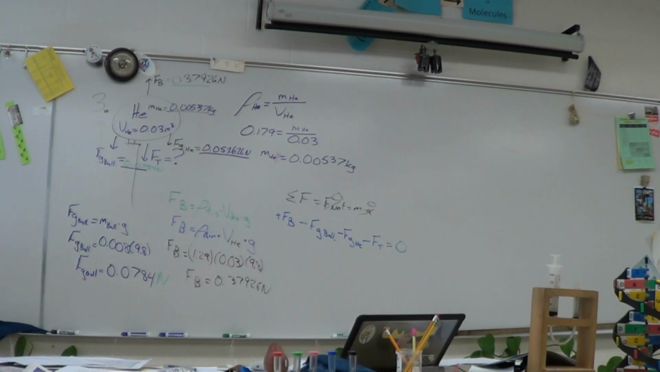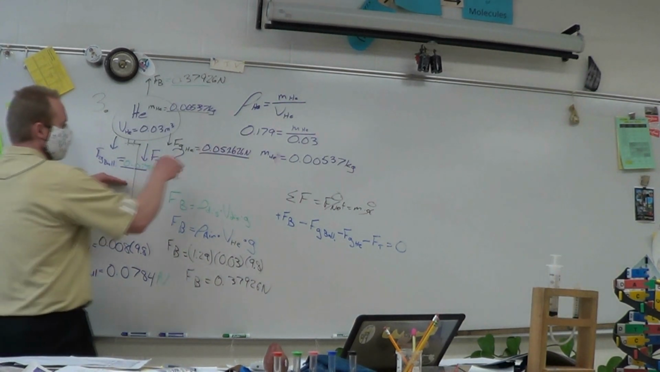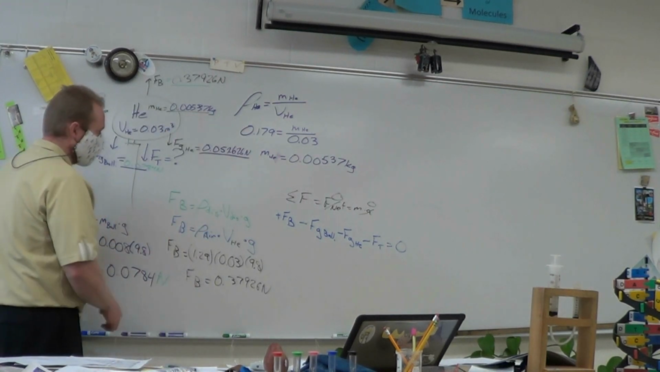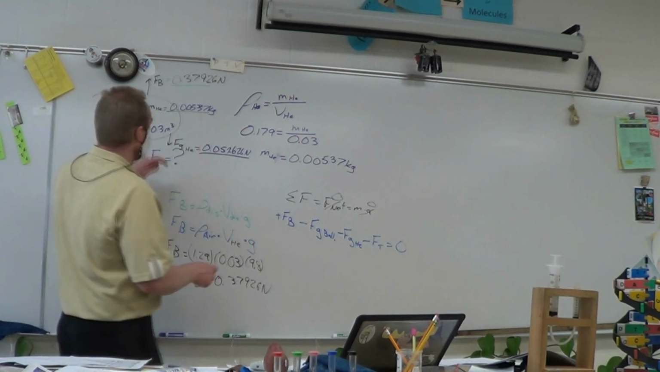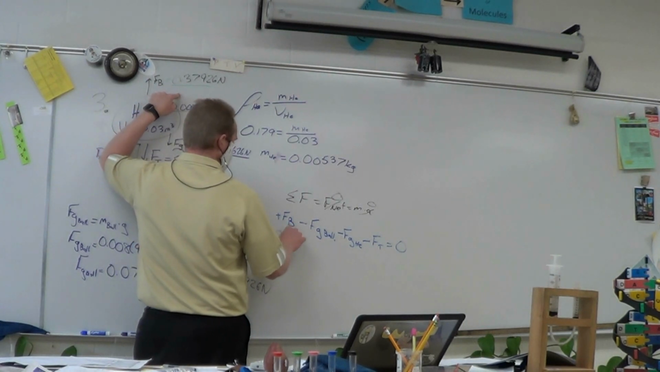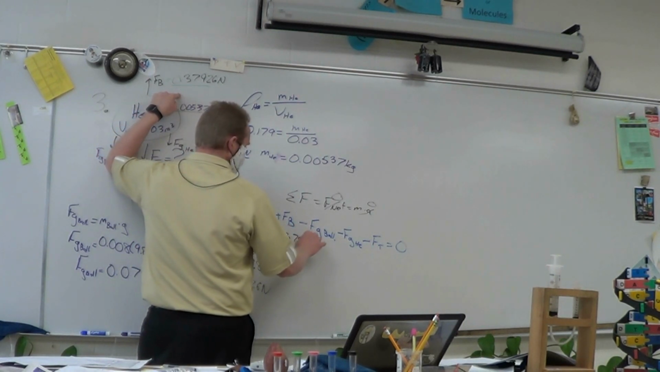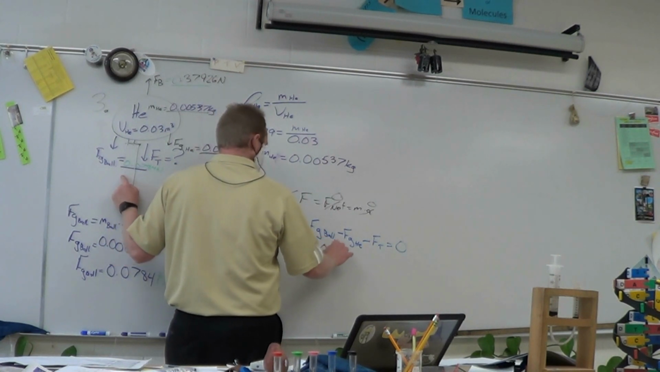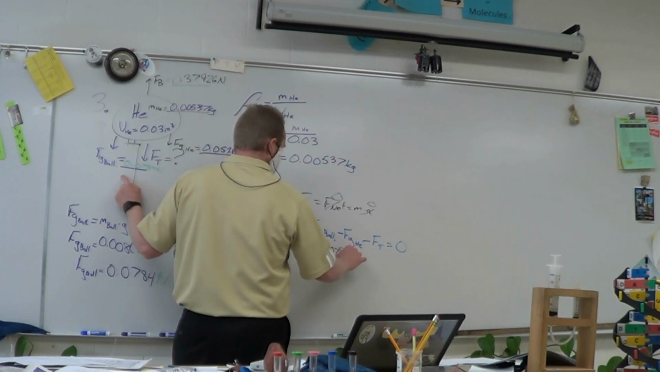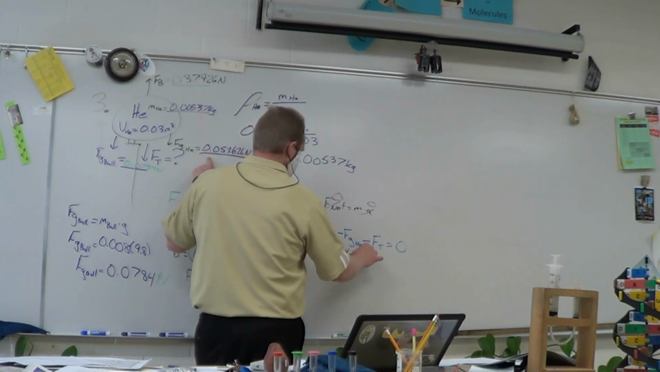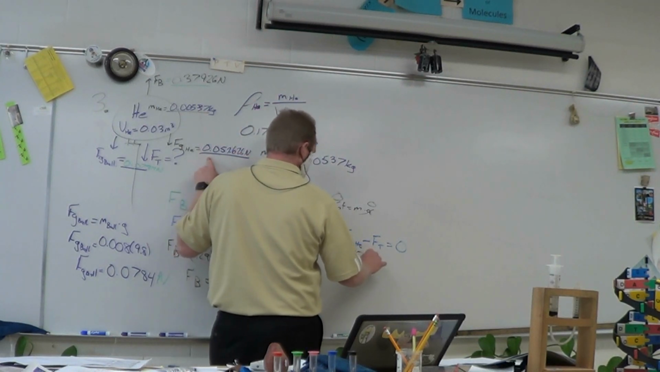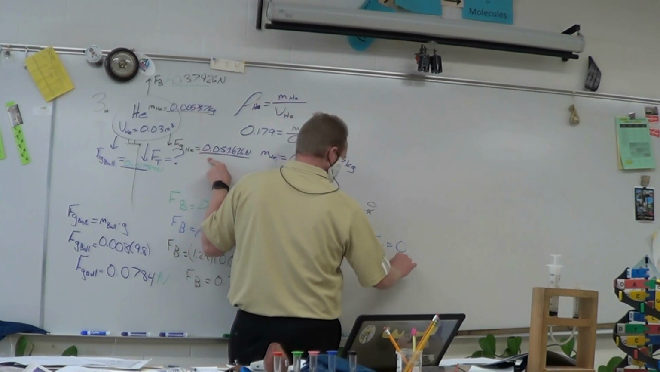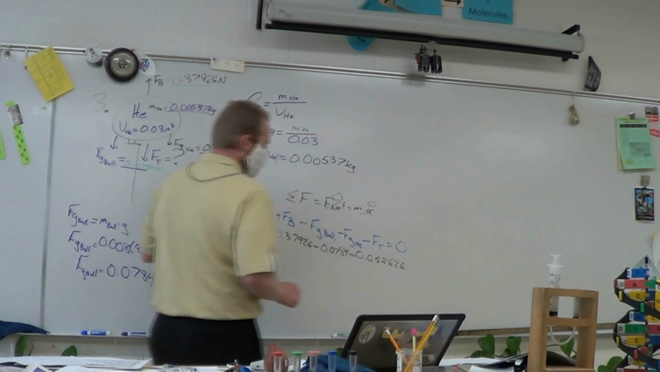Because I had kind of gone through and calculated these numbers along the way on my free body diagram, I'm at the point where I can just plug numbers in. My buoyant force, 0.37926, minus the F G of the balloon of 0.0784, minus the F G of the helium, which is 0.052626. Oh, I forgot.